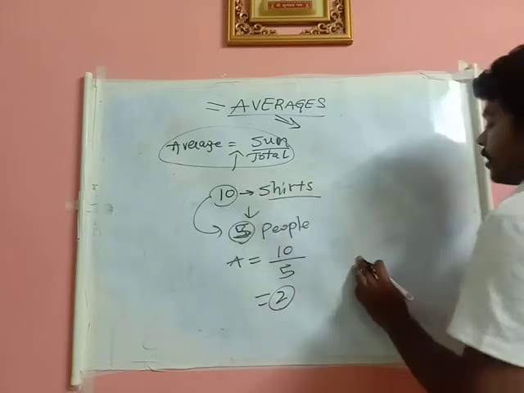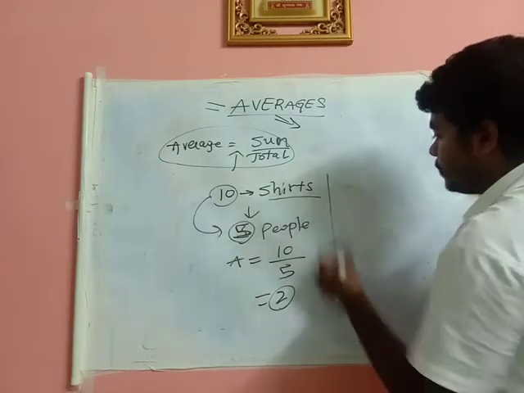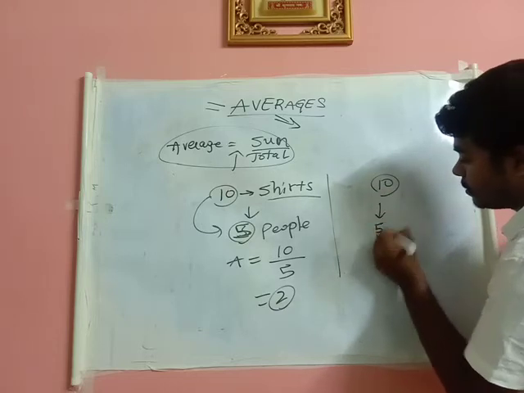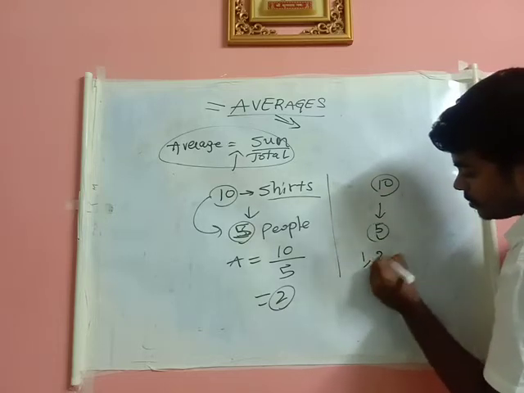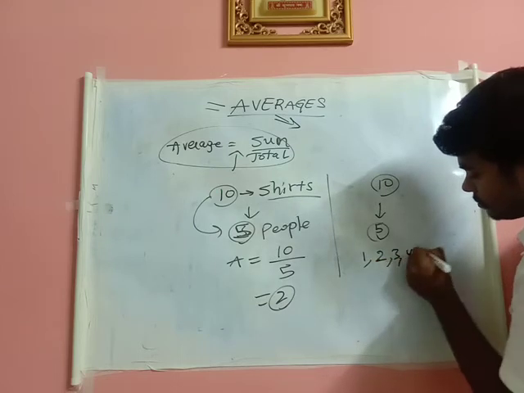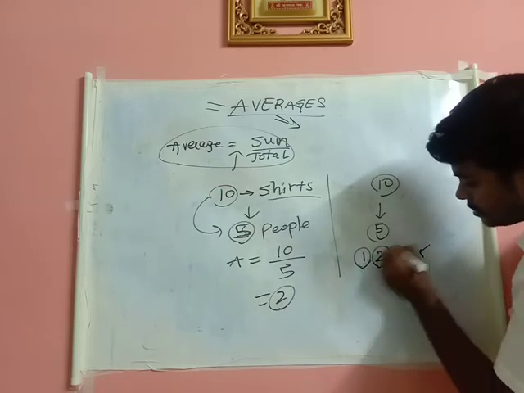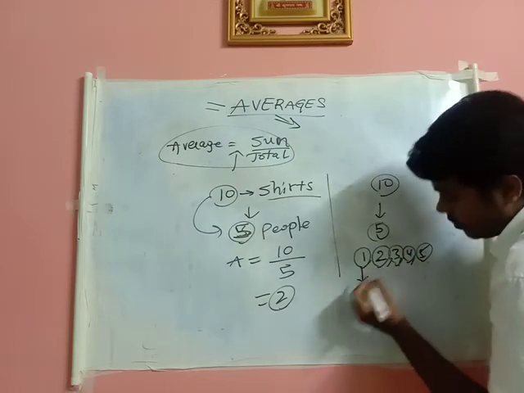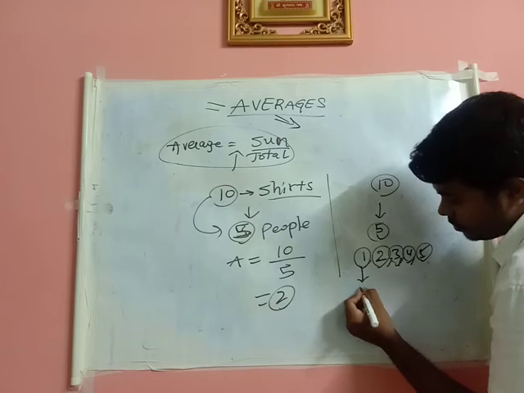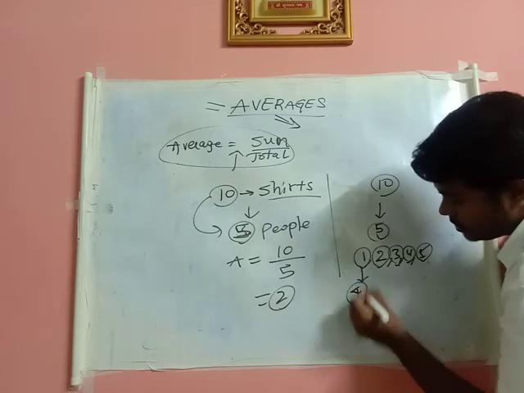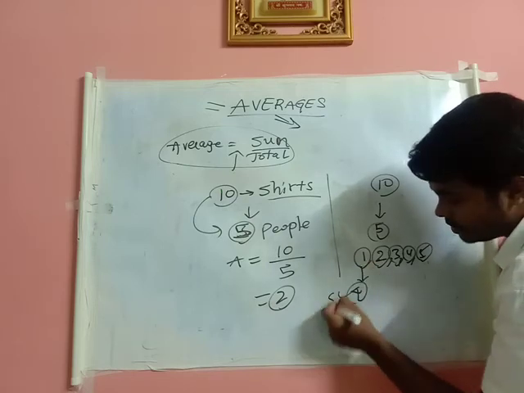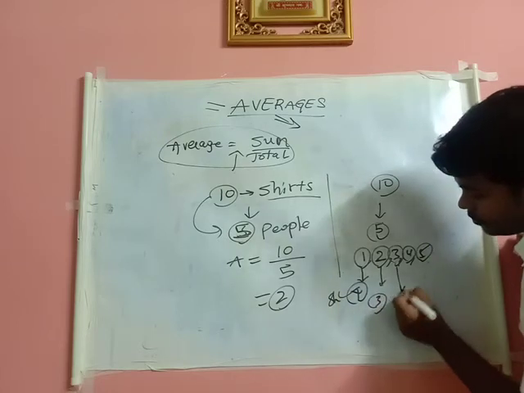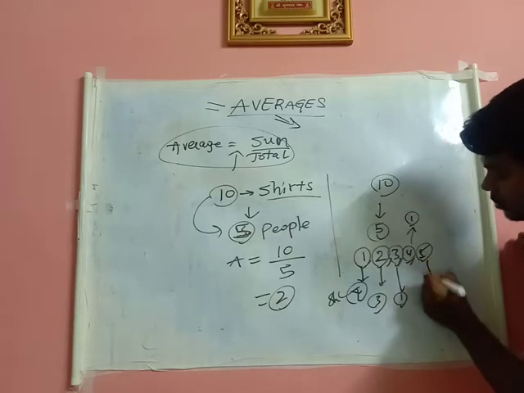Now I'll tell you the definition of average here. I'm having 10 shirts and 5 people with me. Let those 5 people be 1, 2, 3, 4, 5: the first person, the second person, the third person, the fourth person, the fifth person. Out of 10 shirts, if I give 4 shirts to the first person, the remaining shirts I give as 3 to the second person, and one shirt each to the third, fourth and fifth.